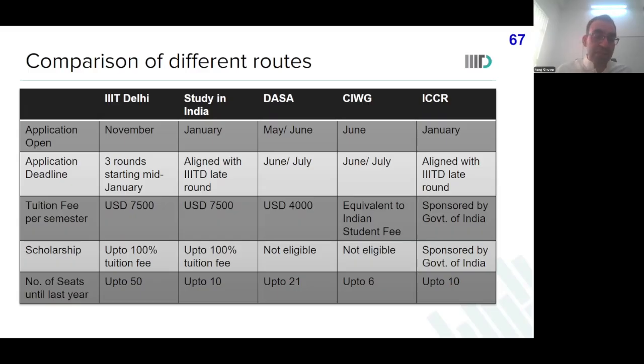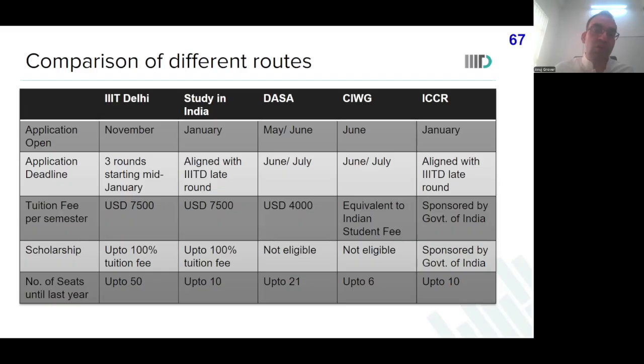For DASA, every year a different university in India is entrusted with the responsibility for the admission process. Based on their availability and preference, the admission process starts sometime in May or June. The deadline could be in June and July. And the tuition fee for the DASA route is US $4,000. This is already discounted for the international students. So the students admitted through the DASA process are not eligible for any scholarship.